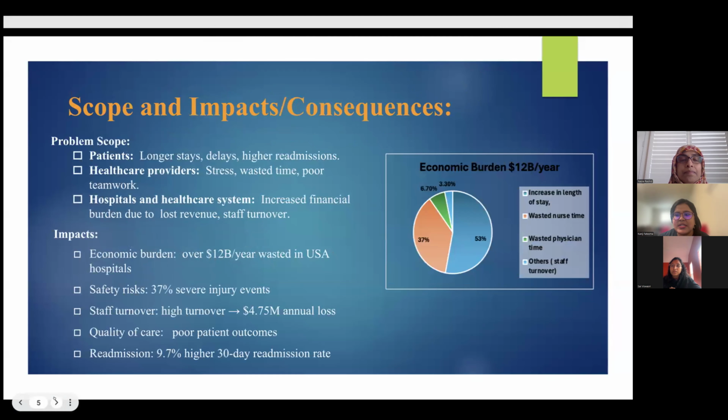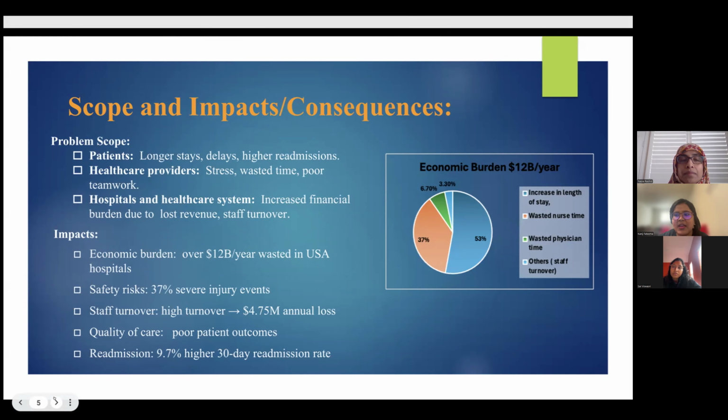In our next slide, we will discuss our problem scope, the issue and the impact. So let's discuss the scope of this problem: who is affected. Poor communication firstly affects the patients. Because of mixed communication, patients face longer hospital stays, delayed treatment, and higher readmission rates. Healthcare providers, doctors and nurses, experience stress, frustration, and wasted effort, which reduce teamwork and overall job satisfaction. In the case of hospitals and the healthcare system, it increases the financial burden.